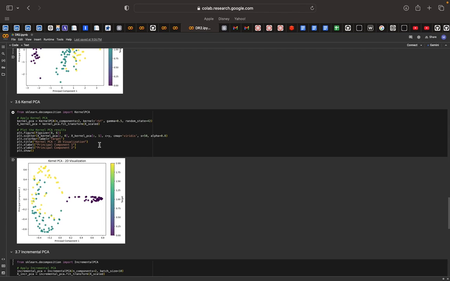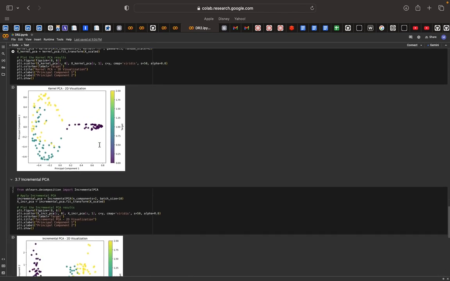And then we have the kernel PCA. This is also a nonlinear transformation that applies a kernel function. So the 2D plot you see here reveals all the nonlinear relationships in the data, and it provides better separability than the standard PCA.